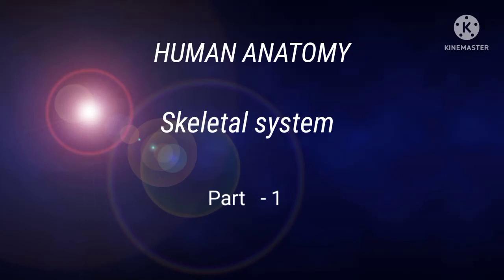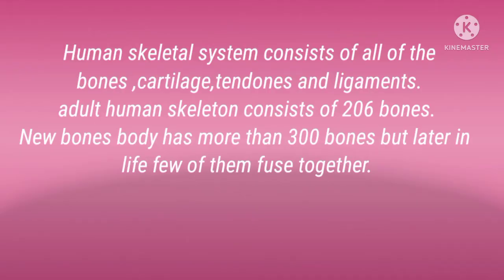Today also let's start with the same topic, skeletal system. The skeletal system provides structure, shape, as well as support to the body, and mostly facilitates our body to move. The skeletal system consists of all the bones, cartilage, tendons and ligaments.